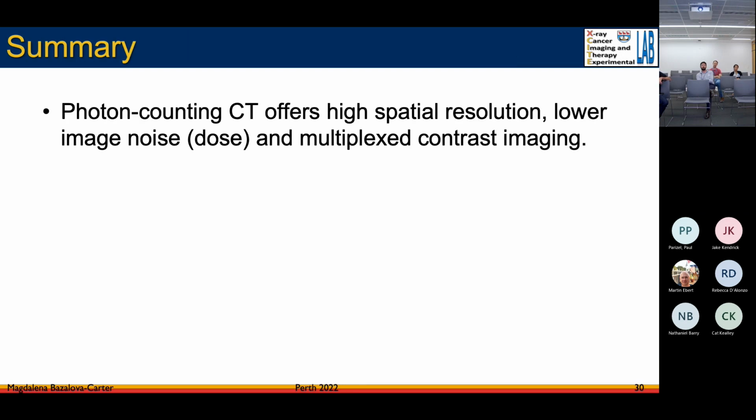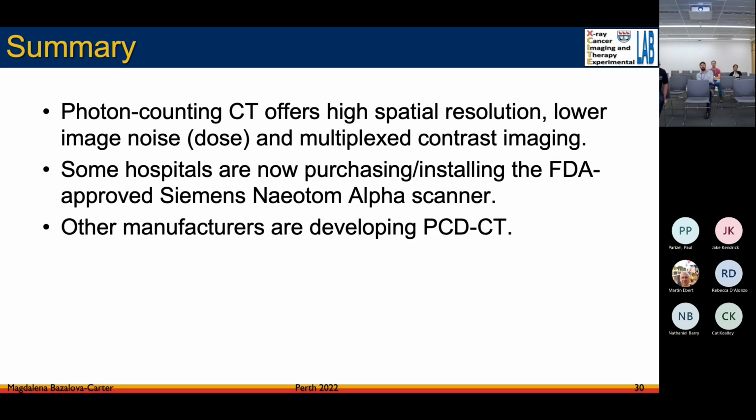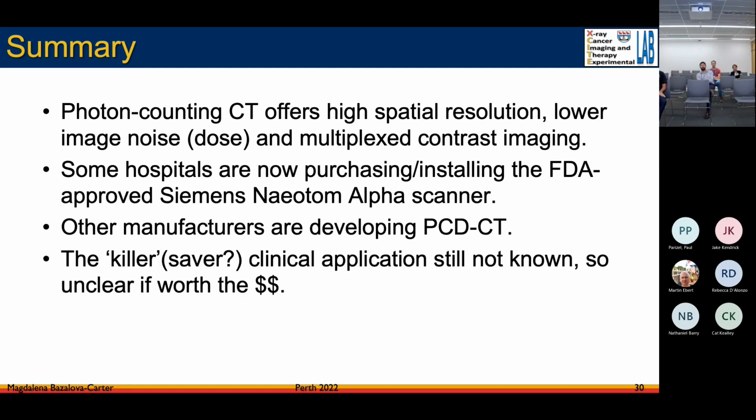So in summary, I'd say that photon counting CT offers high spatial resolution and lower image noise that transfers into a lower imaging dose. And you can use it for multiplex contrast imaging, when you can image multiple contrast agents at the same time. Some hospitals are now purchasing and installing the FDA-approved Siemens Naeotom Alpha scanner. Other manufacturers are developing PCT-CT. I think all the major CT imaging manufacturers are working in this area. So the killer clinical application is still not known. So it's unclear if it's worth the dollar amount. And I have tried to figure out how much these scanners cost.